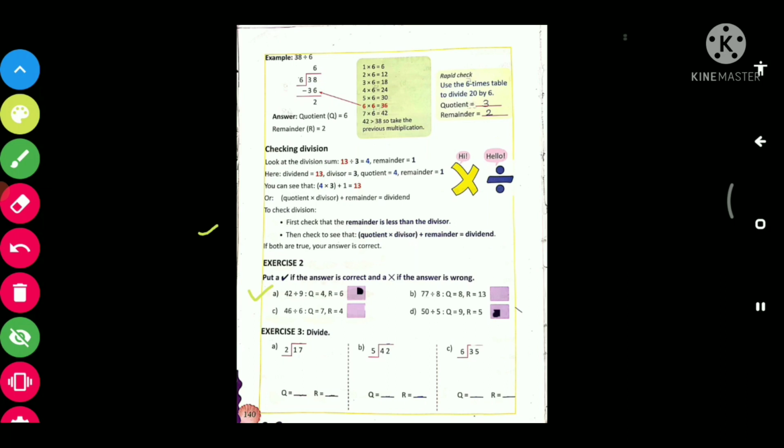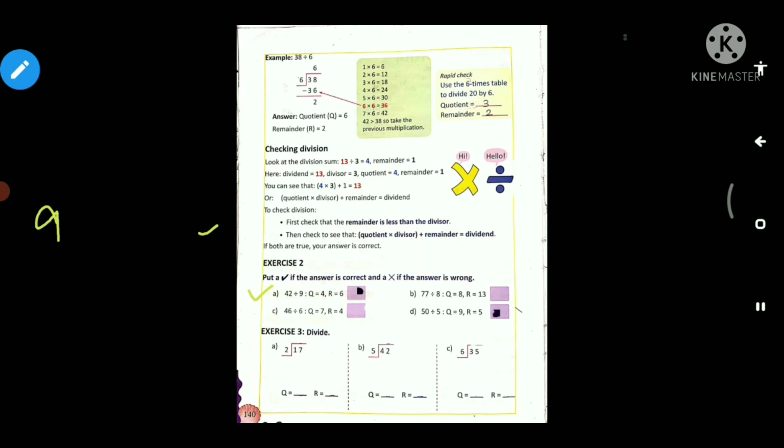Now see the first one, 42 divided by 9. The quotient is 4, the remainder is 6. So we'll check our answer. First of all, we'll write the divisor. The divisor is what? 9. So we'll write 9. Then we'll multiply 9 with 4, because 4 is the quotient. Then we'll add the remainder. The remainder is what? 6.